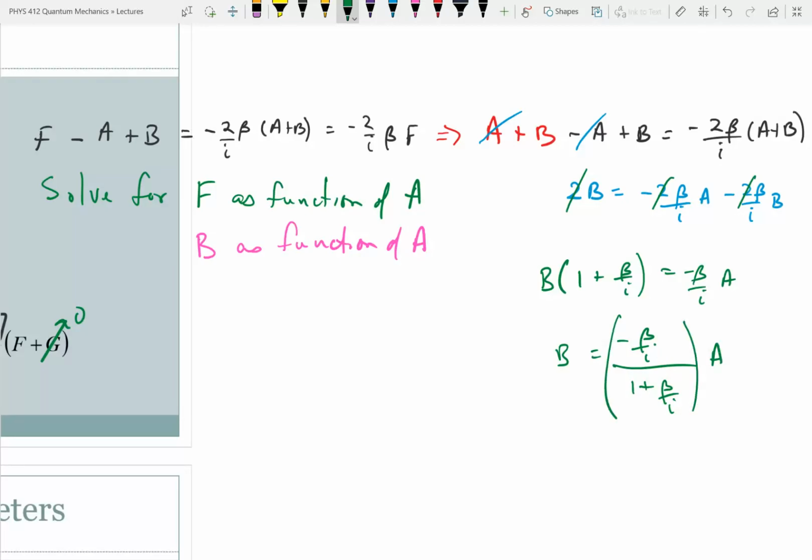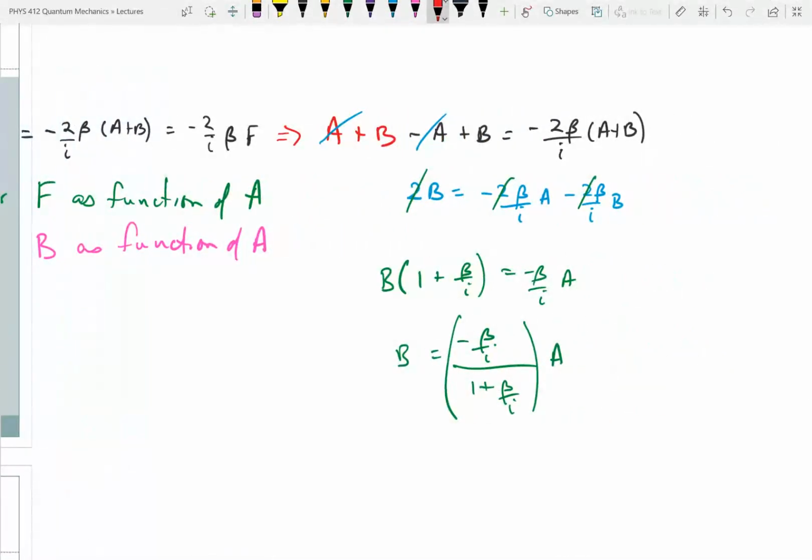And then we also know that any math teacher would probably throw darts at your eyes if you left your answer like this, because you have 1 over i's everywhere. So multiplying top and bottom by I, you have I beta over I minus beta. Seriously? You have beta over I minus beta. That looks more like it.